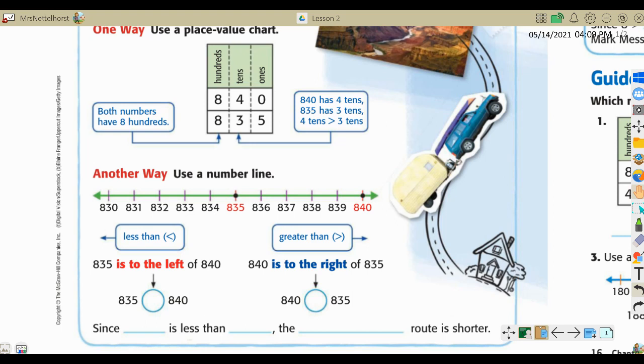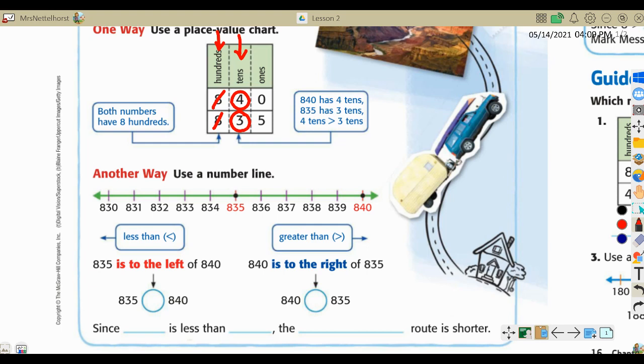Then what we're going to do is compare each place starting with the hundreds place. We're going to look here at the hundreds place first. 8 and 8 are the same, so we can ignore them. Then looking at the tens place, we have 4 and 3. 4 is bigger, so we are going to say that 840 is the larger number because 4 is bigger.